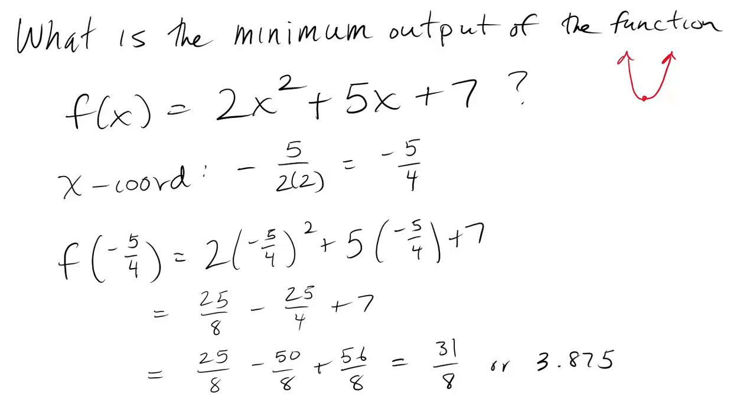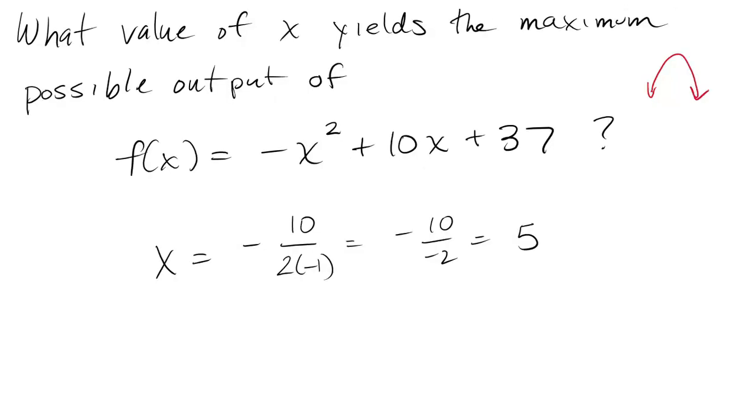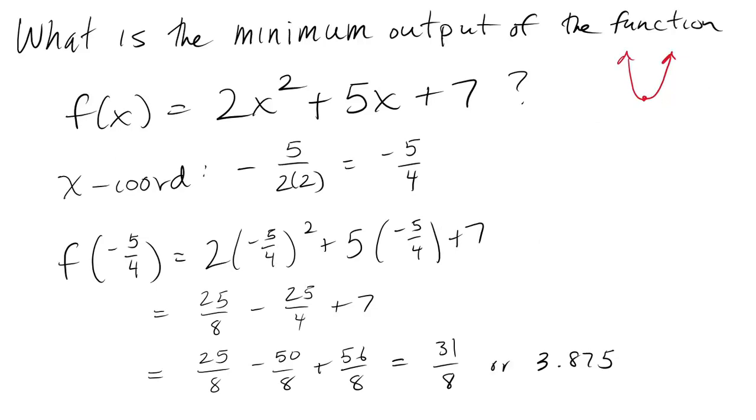Going back to the problem, how did I know that I had to plug the number in? I didn't do that in the last problem. Why did I have to do that here? Because this asked for the minimum output of the function. Make sure you actually answer the question. The x-coordinate tells you what you have to plug in to get the minimum output, but the x-coordinate itself is not an output. You have to actually plug that number in and get the corresponding output to determine that minimum.